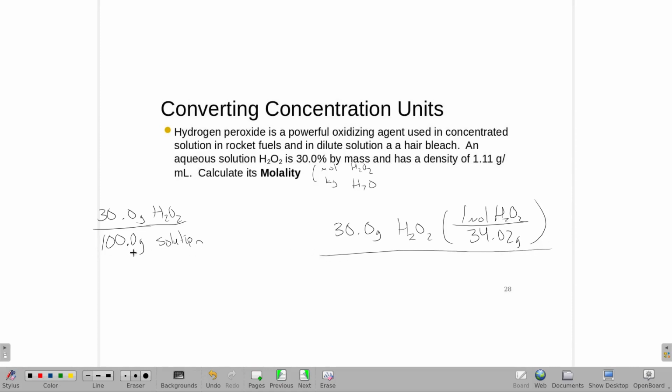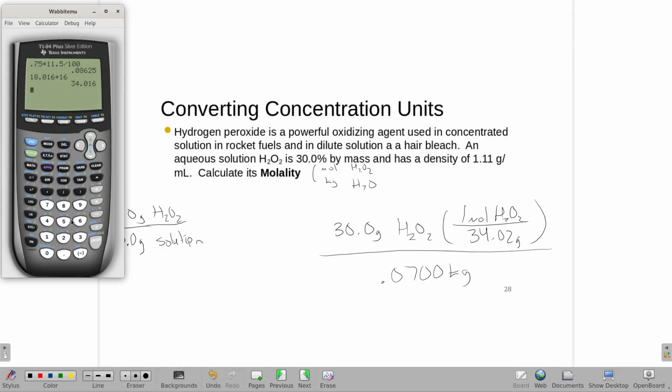Alright, but I don't want solution on the bottom. On the bottom, I just want water. Can we figure out how much water there must be? Well, yeah. If this solution is just nothing but hydrogen peroxide and water, I can take 100 and subtract 30 from it and get 70 grams, or 0.0700 kilograms, the mass of water. So, I take my 30, divide it by that 34, and divide both of those by 0.07, and I get a molality of 12.6.